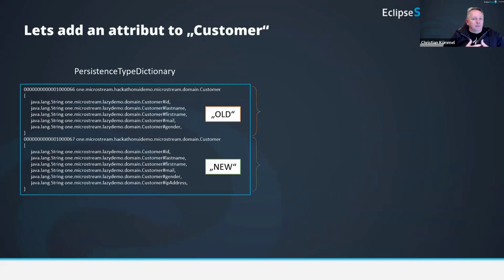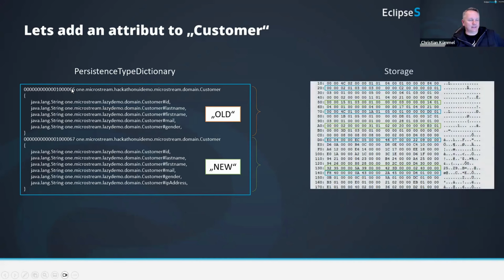So let's talk about customer. What happens if we add an attribute to an existing customer? We see that there is a customer with the type ID 66, and there is another one with the type ID 67. And this is exactly how the versioning behaves in the background. So when we add the IP address, that is the field that we added. It's a string, and the name is IP address.